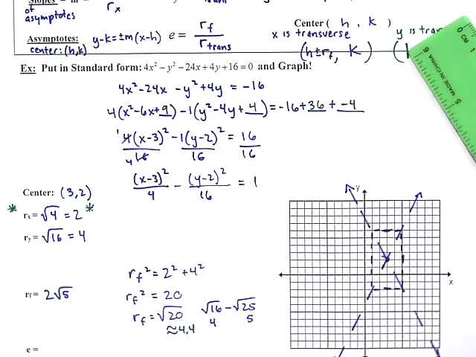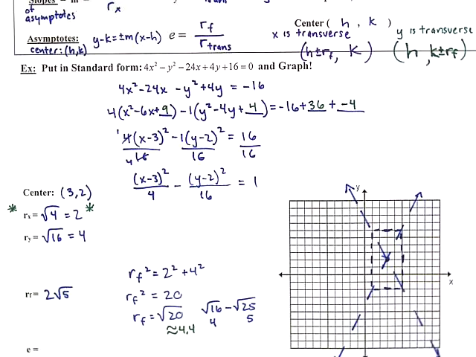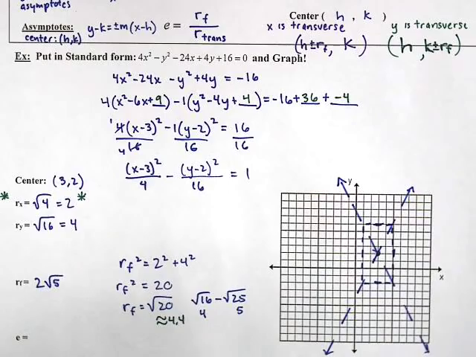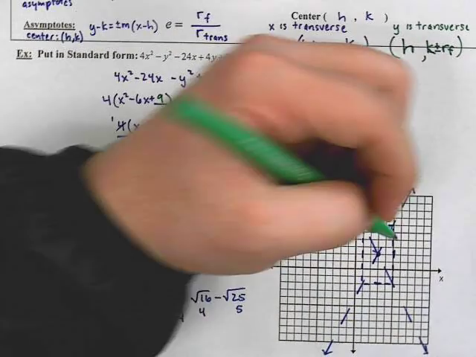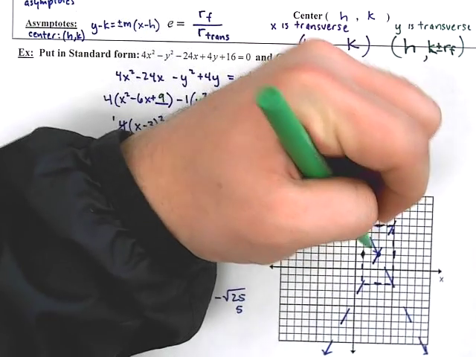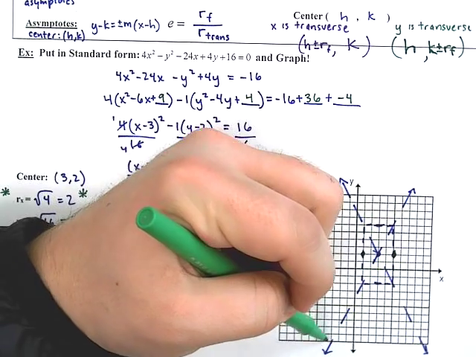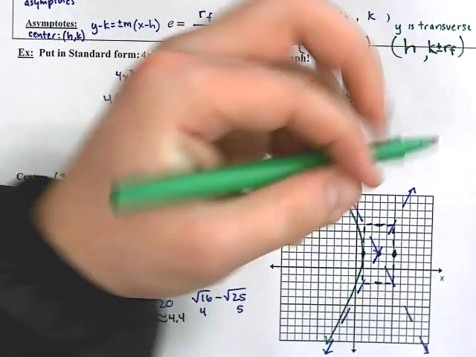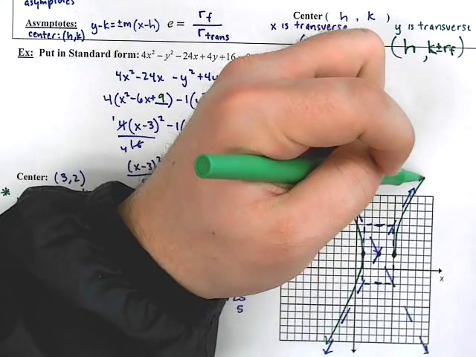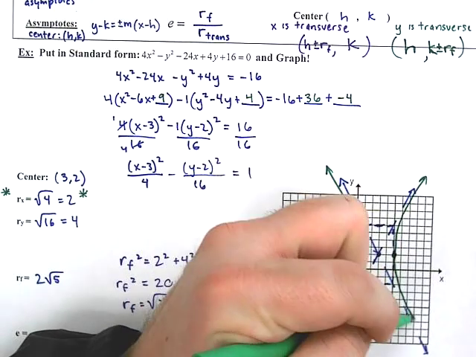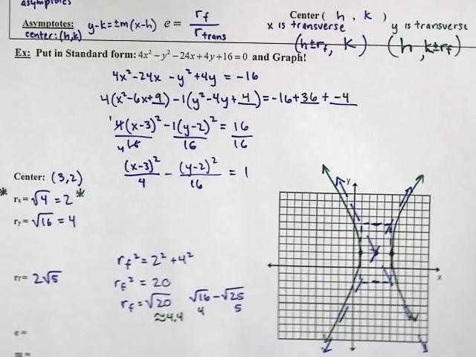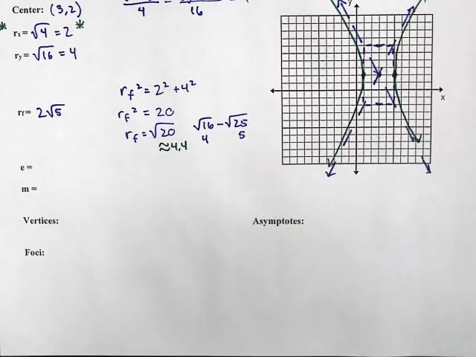Now we have to remember that because the transverse axis was x, this is going to open up in the x direction. So, at my vertices, I would do something like that. You want to get nice and close to your asymptotes. So there you have the hyperbola. Now, there are some more questions. It wants the eccentricity and whatnot, so let's get all of that.